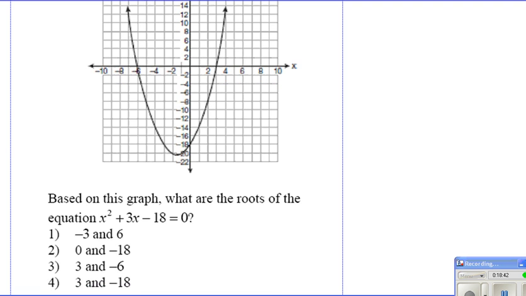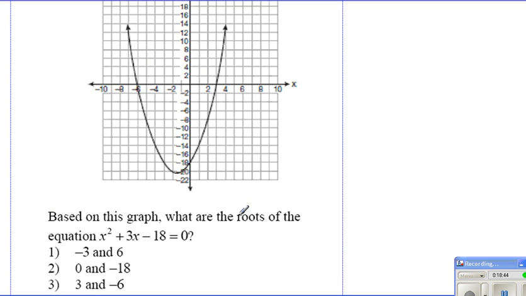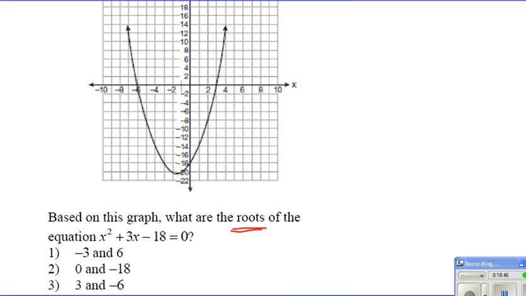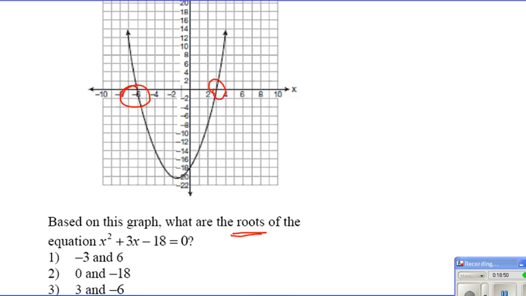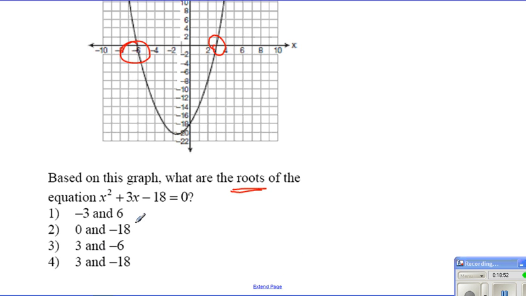Alright, so we have this graph. What are the roots? Here, roots, in other words, are the x-intercepts. So we have 3 and negative 6. Choice number 3.